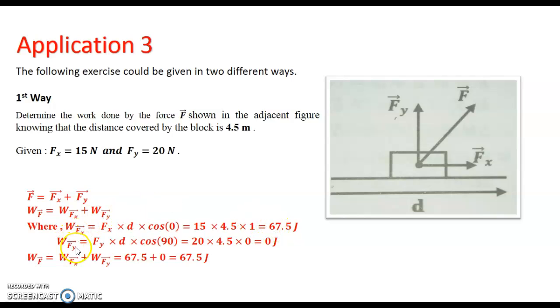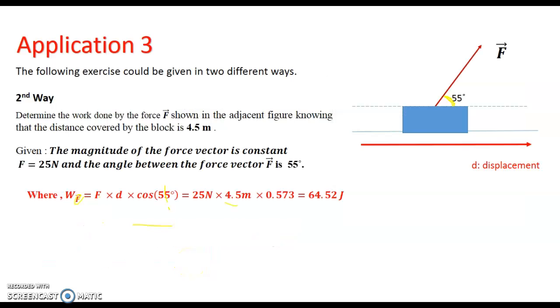However, the work done by the y component of F is Fy times d times cosine 90 because, as you can see, Fy is perpendicular to the displacement. So 20 times 4.5 times 0, since cosine 90 is 0, so it equals 0. Now the work done by the force is the sum of the work done by the components, which equals 67.5 joules.